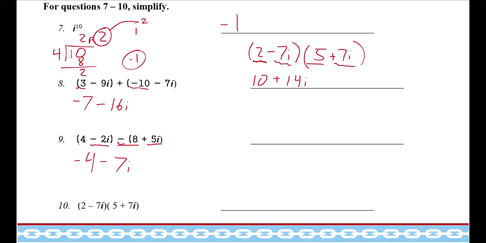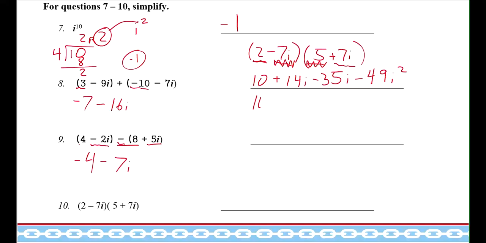Inside terms would be these. Let's go zigzag here. Right, so negative 7i times 5 would be negative 35i. And then my last terms would be the negative 7i times 7i. So negative 7 times 7 is negative 49, and i times i would be i squared.